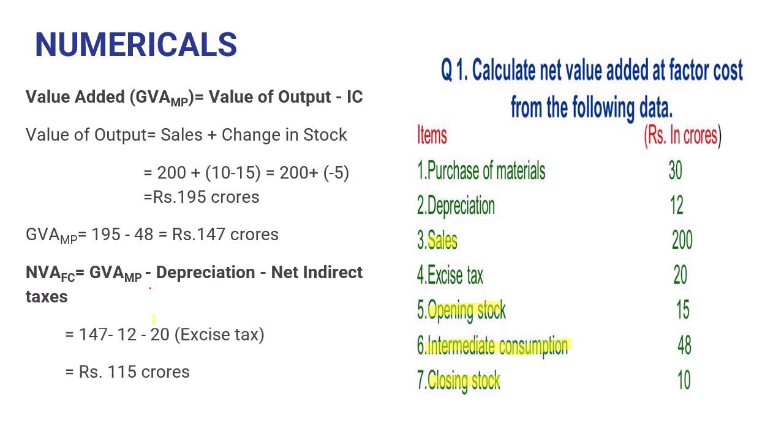Depreciation is directly given to you in the numerical. For net indirect taxes, we will consider excise tax. यहाँ पे हमें subsidies given नहीं है. So you will subtract excise tax value, which is 20. So GVA-MP 147 minus 12, which is depreciation, minus 20, which is net indirect tax. You will get your answer 115 crores.